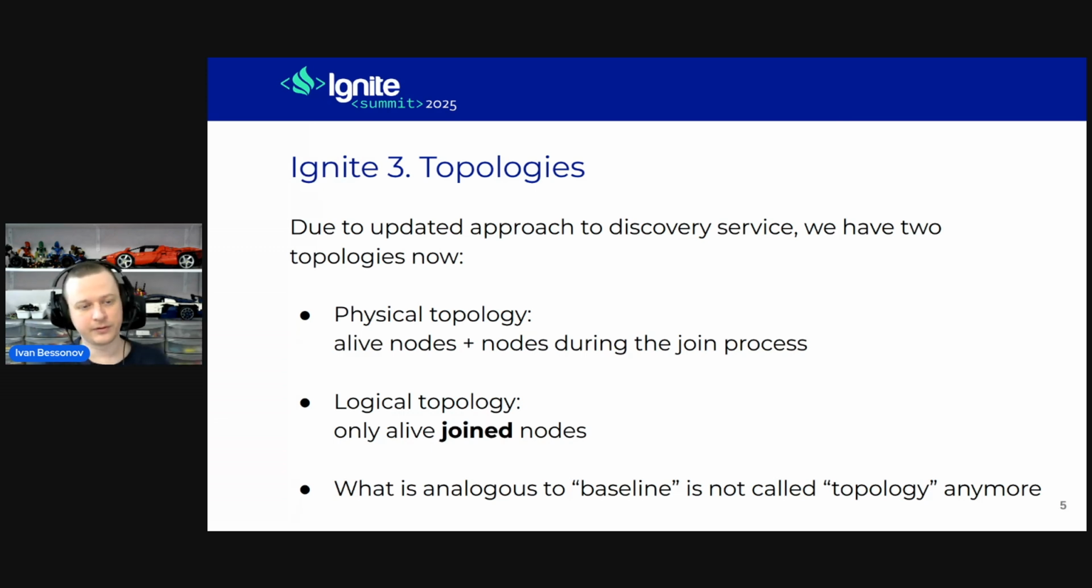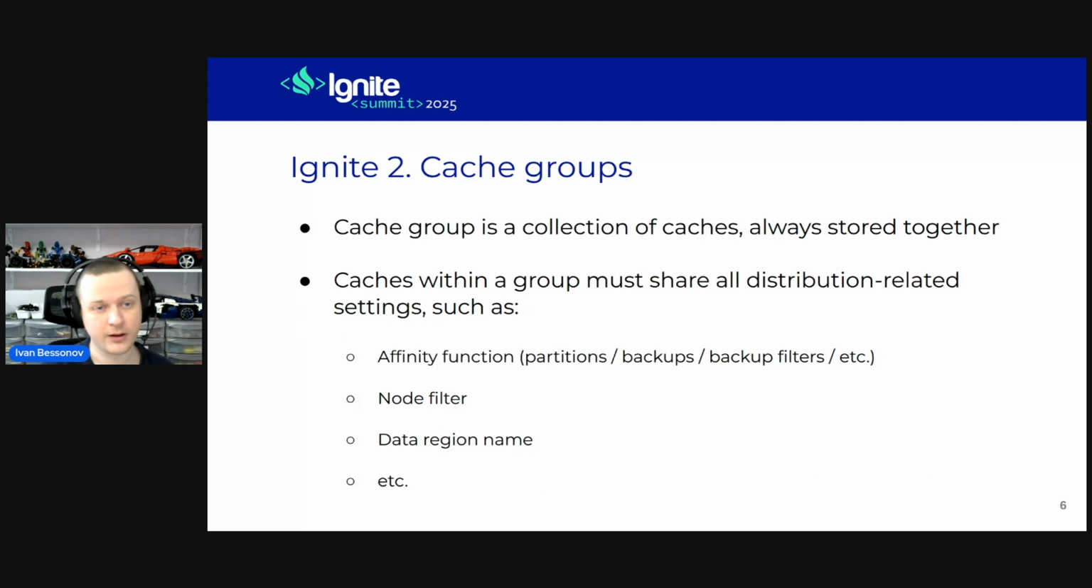And another concept is logical topology. It is the thing that is equivalent to cluster topology in Ignite 2. It only contains alive nodes that are already joined to the cluster and that, in theory, can store your data. You see that there is no concept of baseline topology. There is a thing similar to baseline, but we don't call it topology anymore to avoid confusion. I will talk about it a little bit later. That's enough about topologies. Let's talk about the things that work within those topologies.